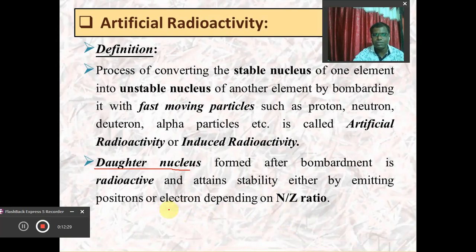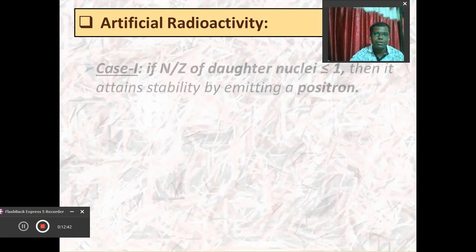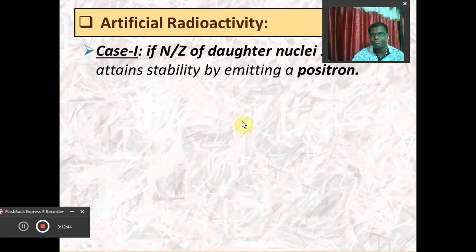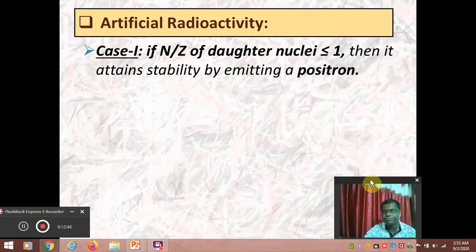So here this is important, it means that it depends upon the N by Z ratio. In the next slide we will discuss what type of particles are emitted by the recoil nucleus, which is unstable. In the first case, we will discuss the number of neutrons and protons, it means the N by Z ratio.